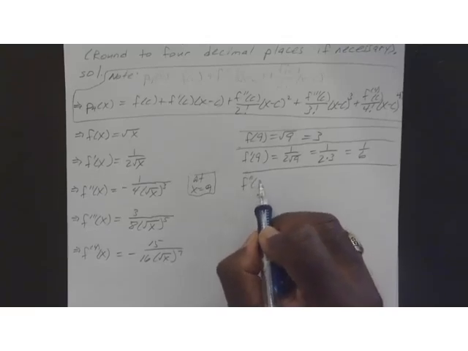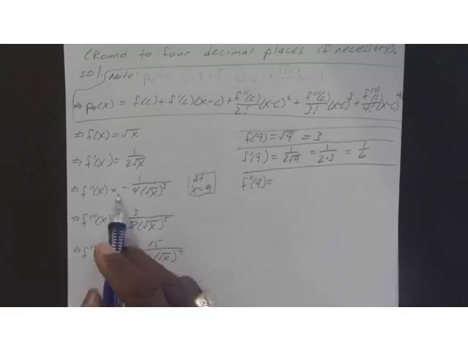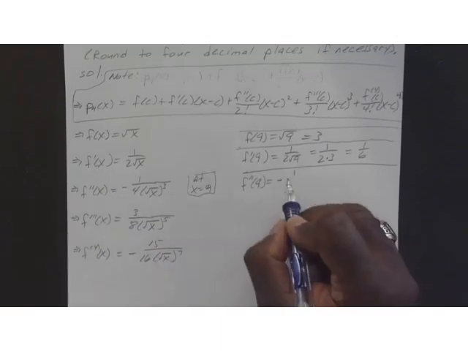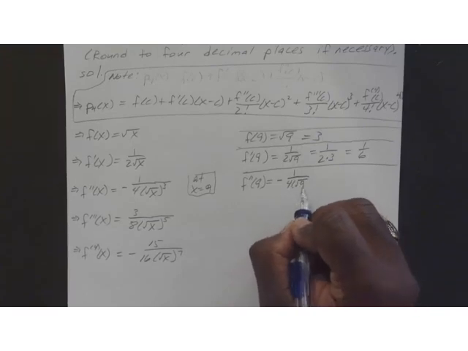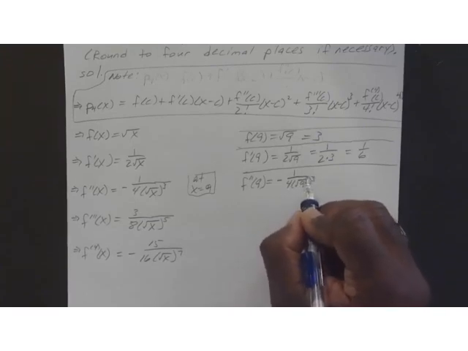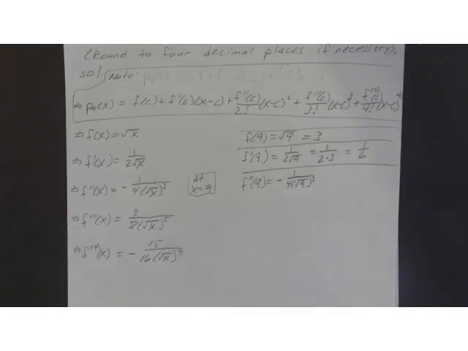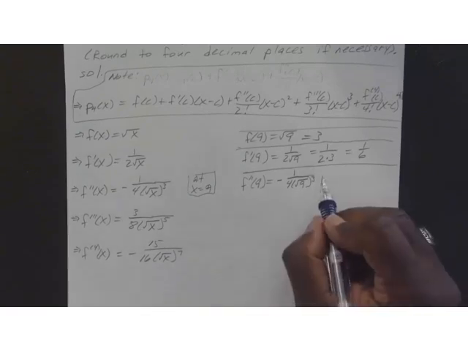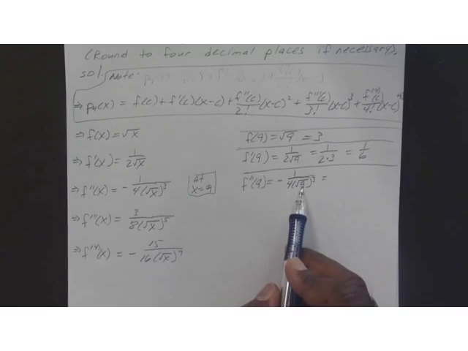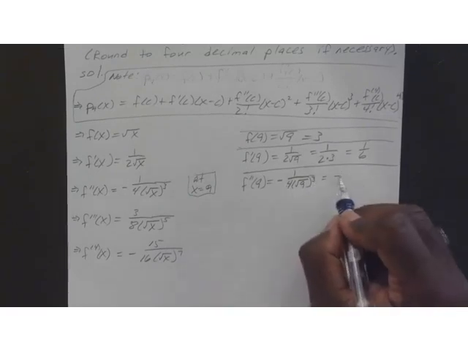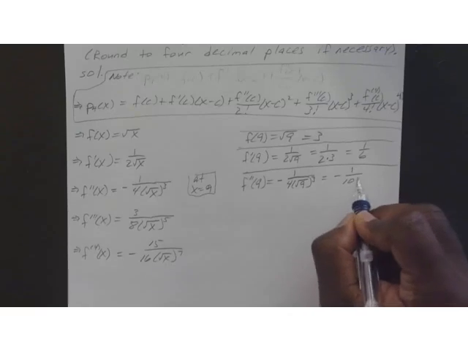So our second derivative at 9 is equal to -1 divided by 4 times the square root of 9 to the third power. Well, we know the square root of 9 is 3, so 3 to the third power times 4 will give us -1 over 108.